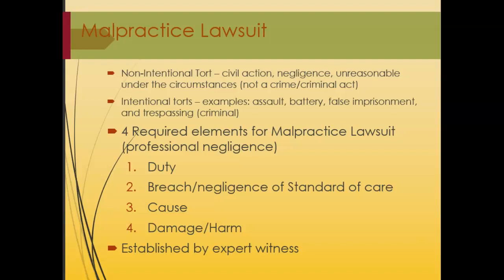So how do you prove malpractice, or how do you even bring forth a malpractice lawsuit? You have to have 4 required elements. So you really need to know what these 4 elements are for your own safeguard, but also for testing purposes. You're going to see things about duty, breach, or negligence towards the standard of care, causation, and actual damages and harm.